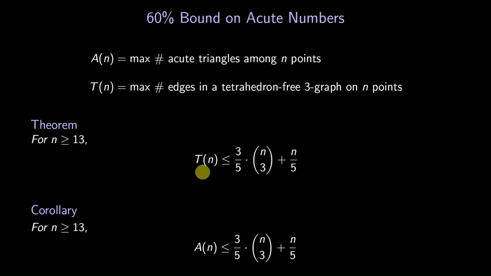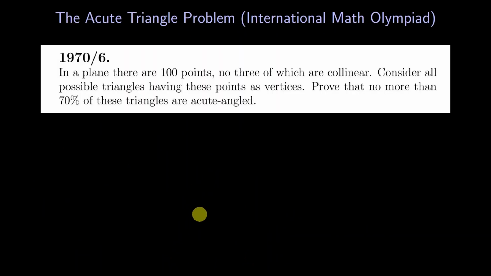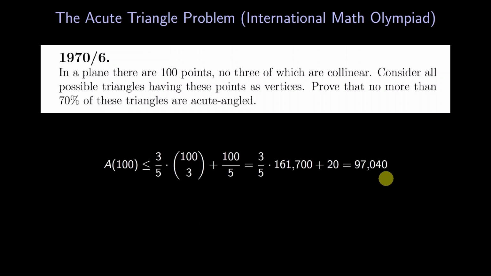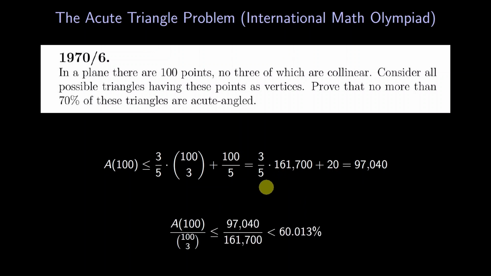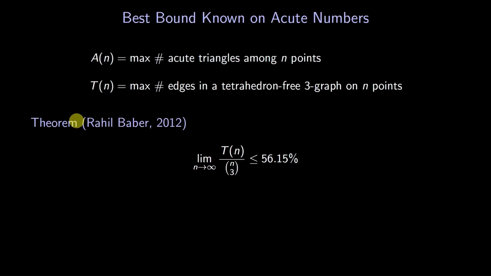For example, suppose we have 100 points, as in the IMO problem. Then A of 100 is at most 97,040. As a percentage, less than 60.013% of the triangles are acute, a much better bound than 70%. Remember our best asymptotic bound on T of n? Barber showed that the limiting density is at most 56.15%, so the same bound carries over to the acute numbers. For sufficiently large n, at most 56.15% of the triangles on n points are acute.